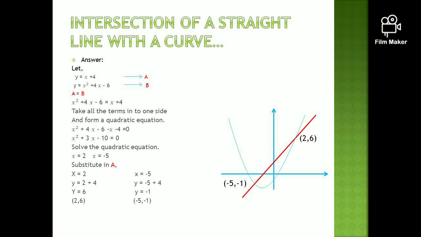After obtaining the answers for x as 2 and minus 5, we can substitute those values in either of the equations A or B. I prefer to substitute in equation A because it's much easier to get the answers for y. You can obtain the answers y equals 6 and y equals minus 1. Therefore, we can find the final answer as (2, 6) and (minus 5, minus 1), as shown in the diagram.